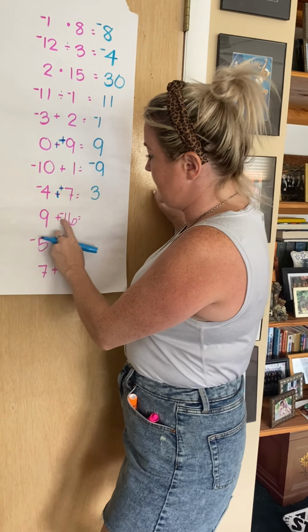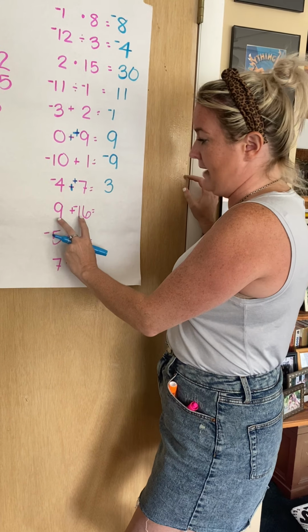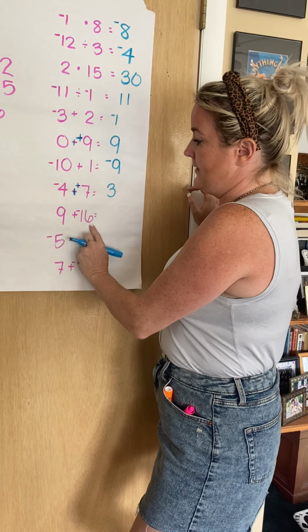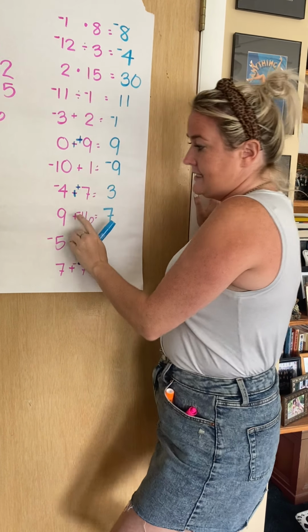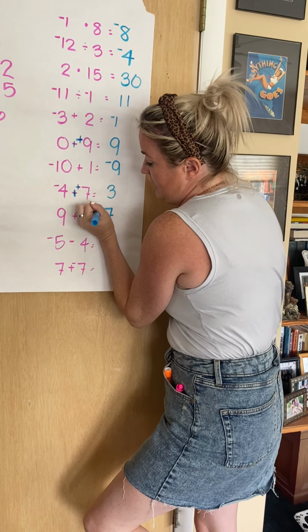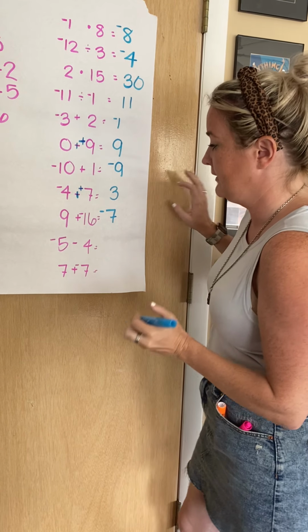Next, I have 9 plus negative 16. So I'm adding. I see my signs are different, so I have to find the difference in absolute values, which is 7. And since negative 16 has a larger absolute value, it will be a negative 7.